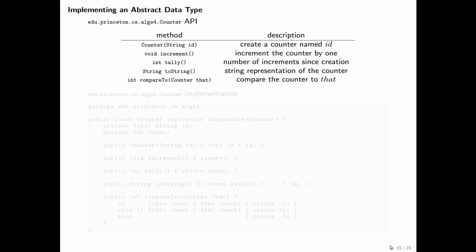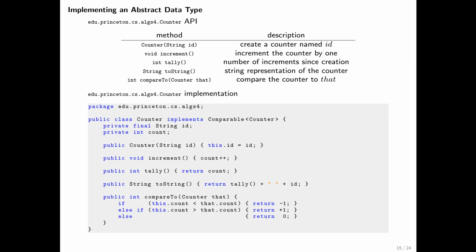Okay, so now let's talk about implementing the counter data type. Here is the API for the counter data type that we saw before. How would you implement this data type? What are some of the instance variables that we will need? Well, it turns out that we will need two instance variables or attributes here. One to keep track of the ID of the counter, and another one to keep track of its tally. And so the ID is going to be of type string, and tally will be an integer.